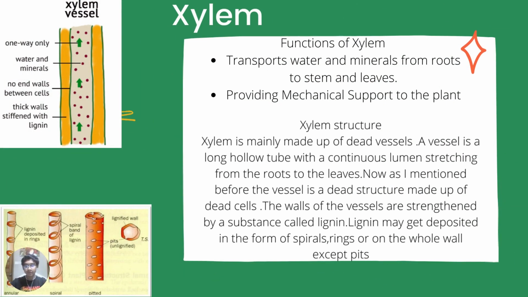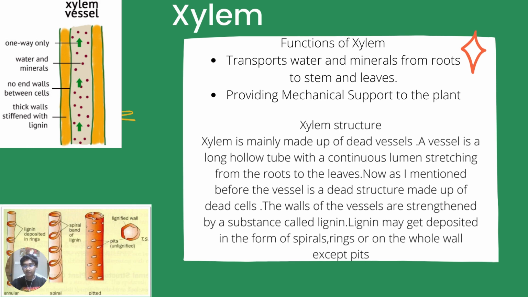Now, functions of the xylem. Xylem transports water and minerals from the roots to the stems and the leaves, and also provides mechanical support to the plant. Talking about the structure of the xylem, xylem is mainly made up of dead vessels. A vessel is a long hollow tube which is a continuous lumen stretching from the roots to the leaves. As I mentioned before, it's a dead structure or dead vessel. I meant that it's made up of dead cells.